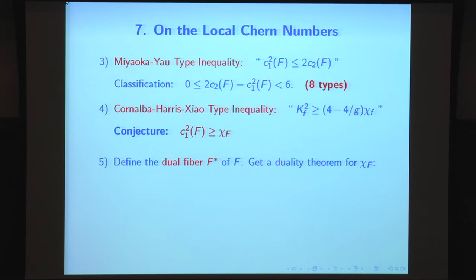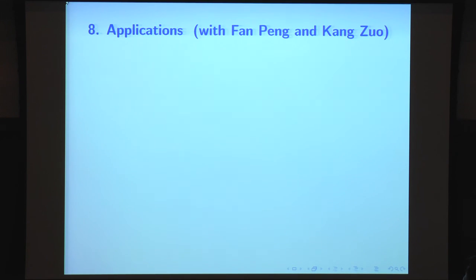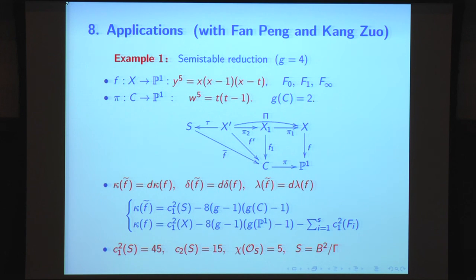Okay, I will explain the formula. Then you can know what the number is. Similar to Kodaira's classification, we can define the dual fiber for any singular fiber. We have some duality theory, like this. From this, we have some nice inequalities, like this. I didn't explain the details of the computation of the local Chern numbers, but I can show some examples.